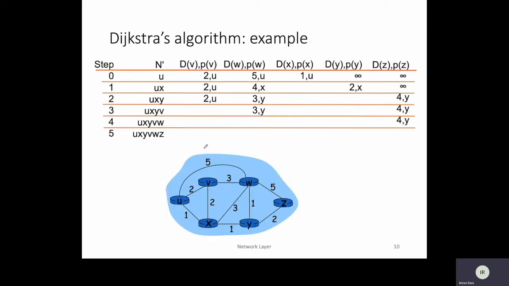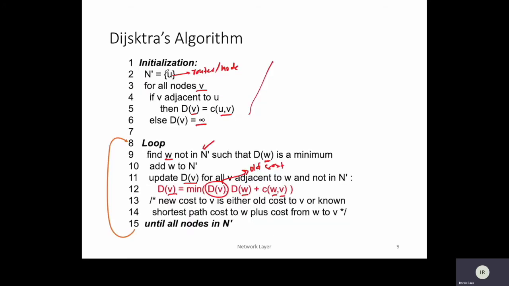So here is the example, right? We have this network topology here, and what we want to do is implement Dijkstra at U. So these are the number of steps that we'll perform here. At step 0, this is the initialization step, by the way. How many nodes are there in N? Only U, right? Remember, in the initialization step, N contains only U, where we have started this algorithm.